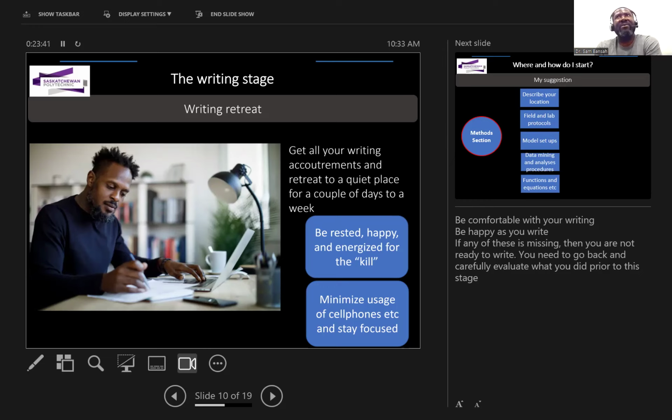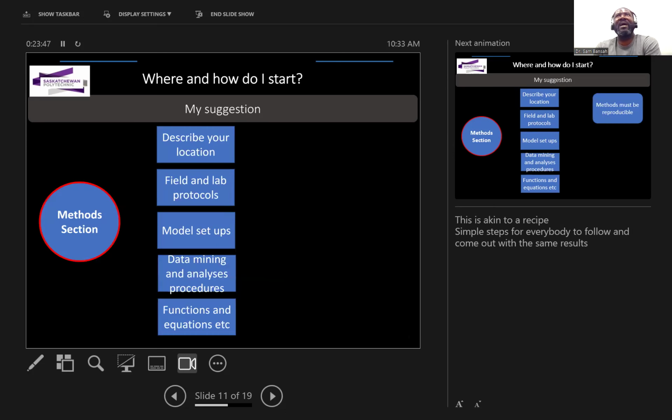And then how do we go about writing? We have various sections of the writing. I prefer starting with the method section. Method is method. You have done all the lab work. You have done all the field work, right? It's in your mind. You know what you did. So describe your method. It's very simple to write.